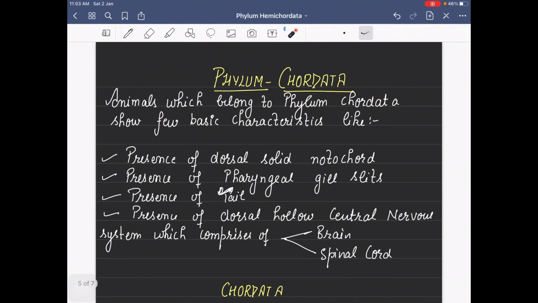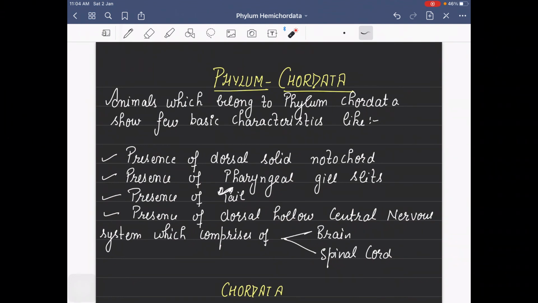I will continue with the phylum Chordata today in this lecture, but only with the classification part. One thing you need to be clear about is that phylum Chordata has a few basic characteristics. Those animals which belong to phylum Chordata should have these basic characteristics at least once in their whole life span.